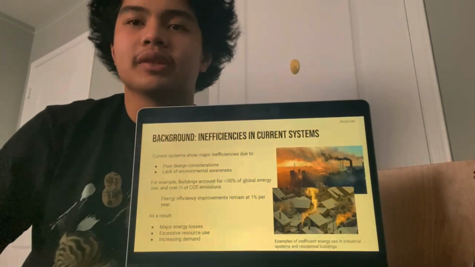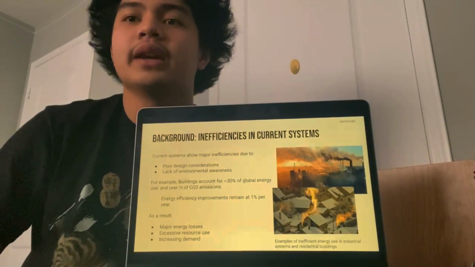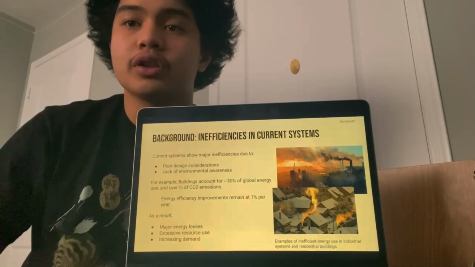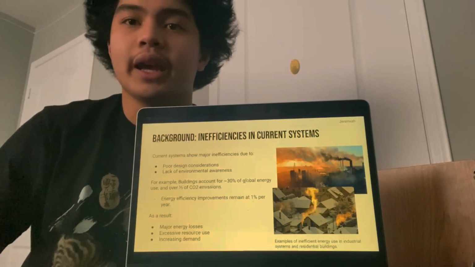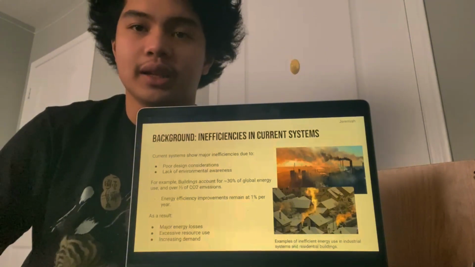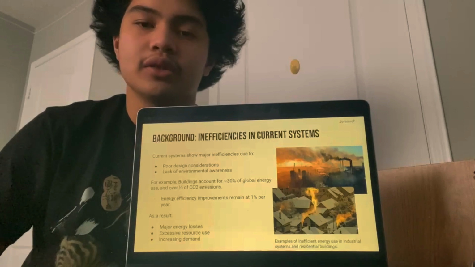Many current systems are inefficient due to poor design and lack of environmental awareness. For example, buildings account for a large portion of the global energy use and emissions, yet efficiency improvements are minimal. This results in significant energy losses, excessive resource consumption, and a continuous increase in demand.